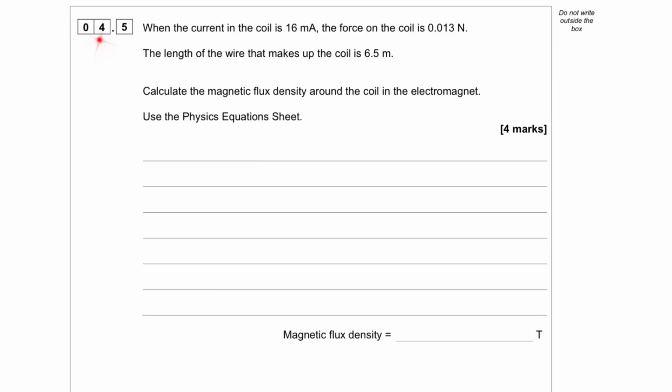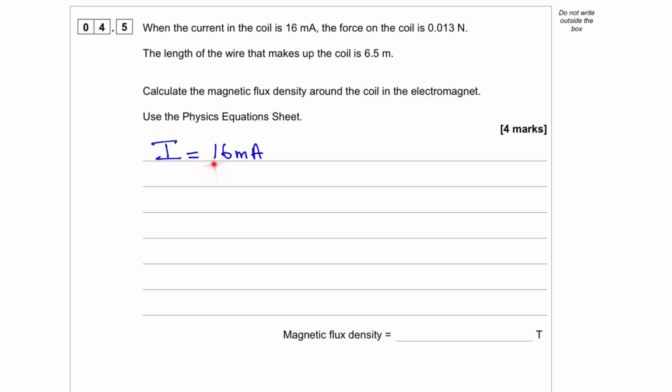Question 4.5. When the current in the coil is 16 milliamps, the force on the coil is 0.013 newtons. The length of the wire that makes up the coil is 6.5 meters. Calculate the magnetic flux density around the coil in the electromagnet.